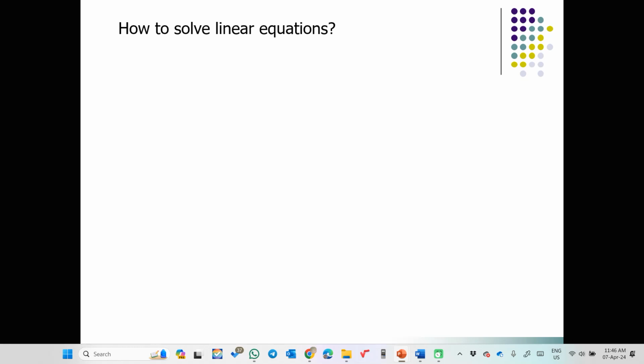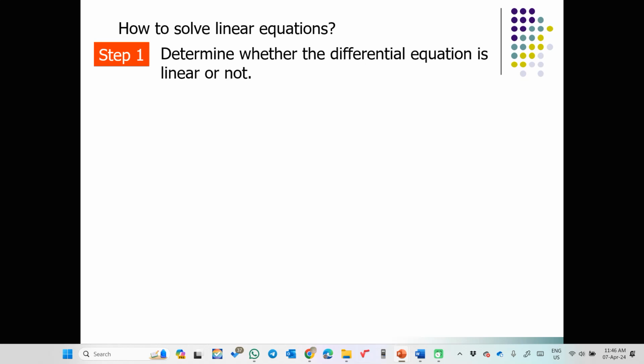How to solve a linear equation? First, of course, we need to determine whether the differential equation is linear or not, just the same as for separable and homogeneous. I already explained in the homogeneous equation that one ordinary differential equation can be separable, homogeneous, or linear, or can be both separable and linear, or both homogeneous and linear. So one differential equation can be classed as several types of equation.